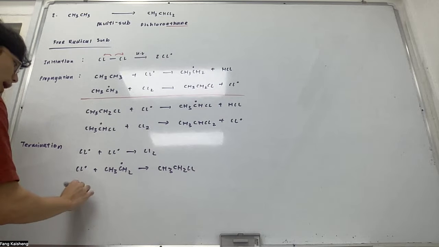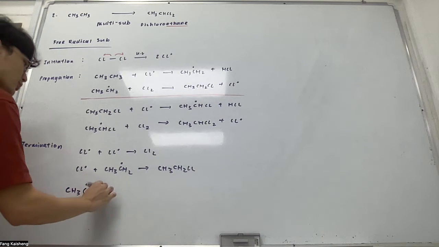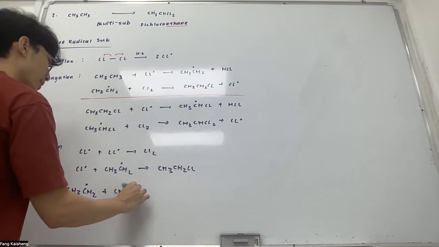Finally, I have the two alkyl radicals, right? So what's this structure? How am I going to get it?